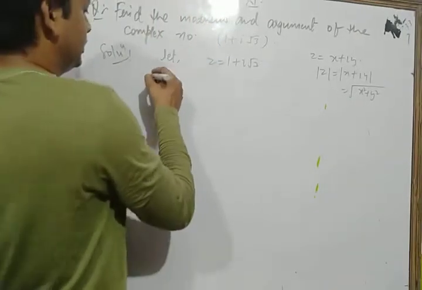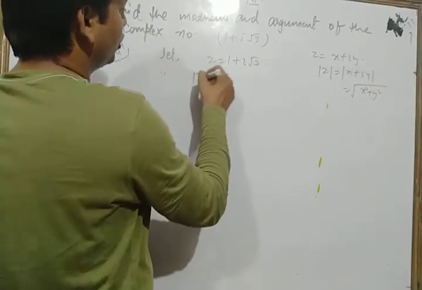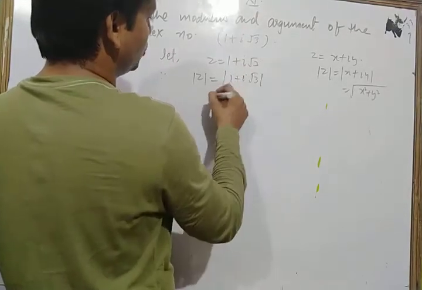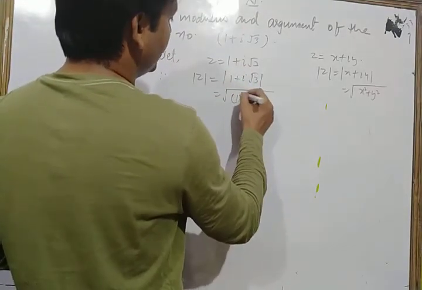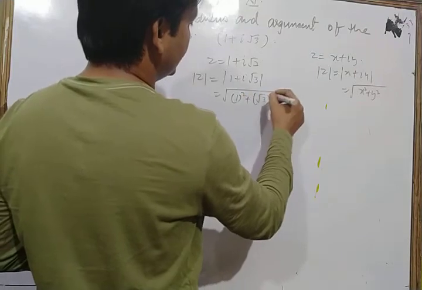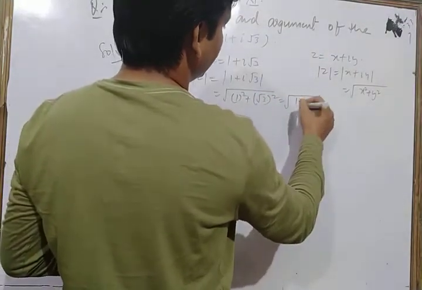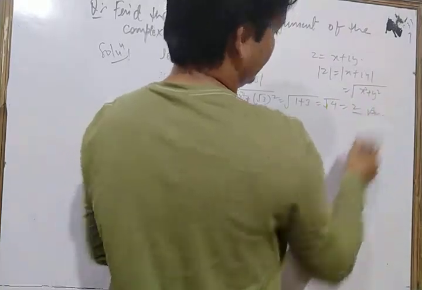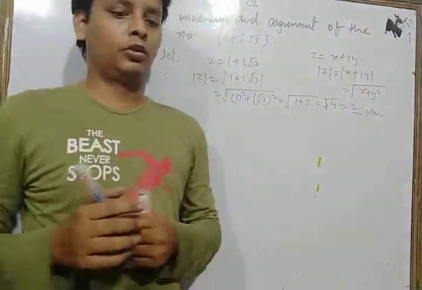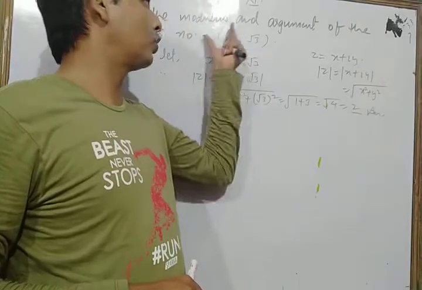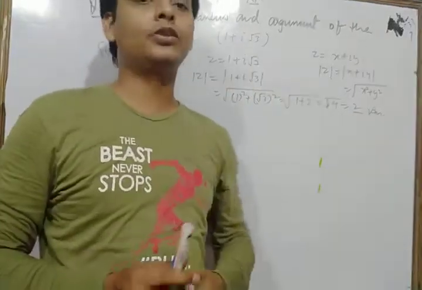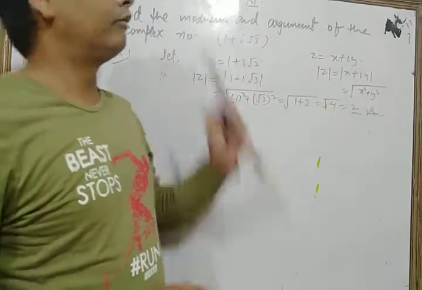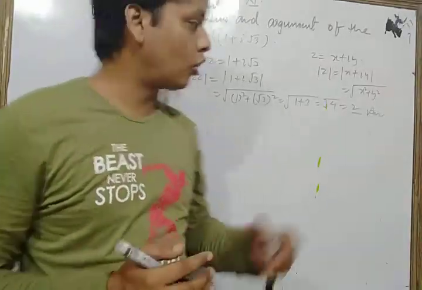Now the modulus of z, means mod of 1 plus i root 3, is equal to what? Under root 1 square plus root 3 square, that is 1 plus 3, that is 4, that is 2. This is one answer. Hence the modulus of that complex number 1 plus i root 3 is equal to 2.